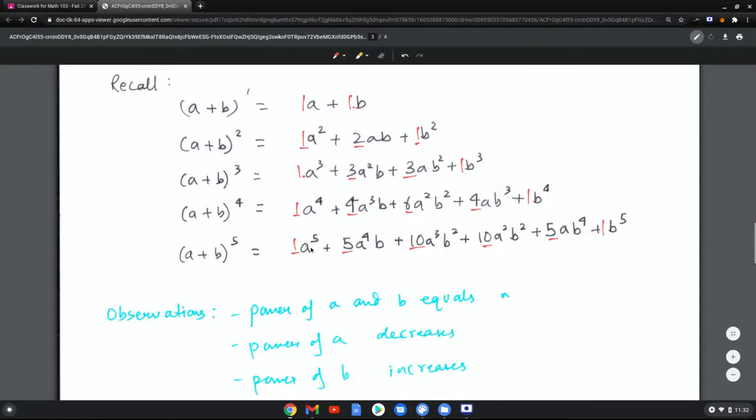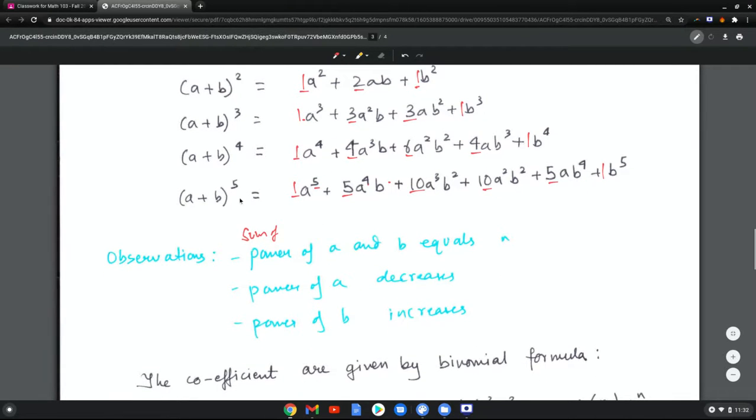The powers of a and b, when you add them, sum to n: 5, 4, 1, 3, 2. Next, the power of one of the terms decreases. It goes from 5 to 4 to 3 to 2 to 1 to 0. And the powers for b increase from 0 to 1 to 2 to 3 to 4 and then to 5.